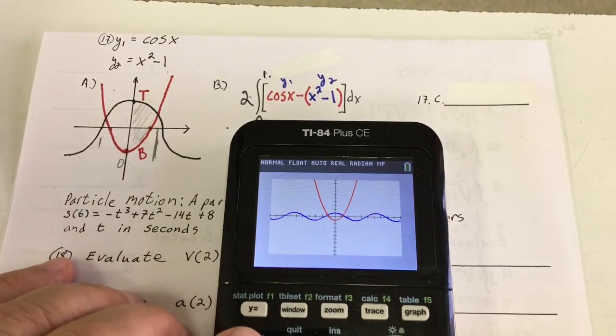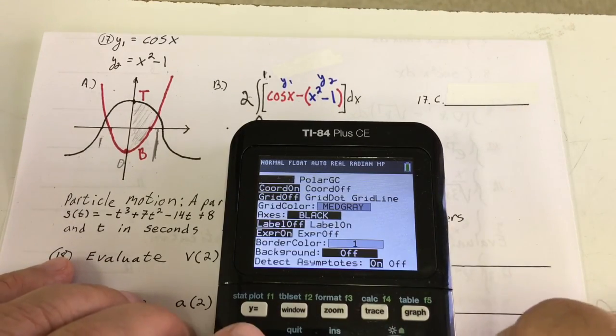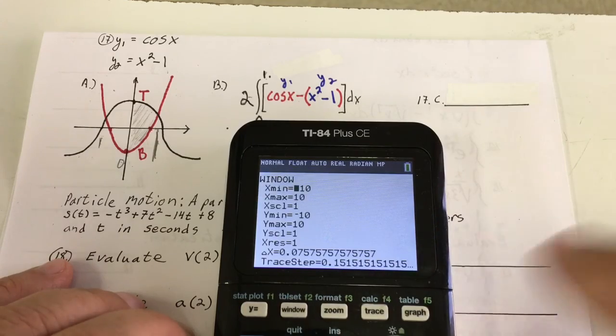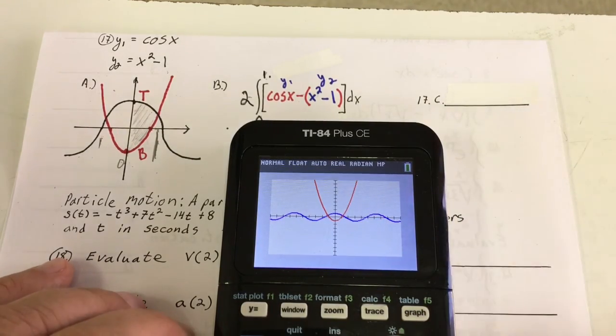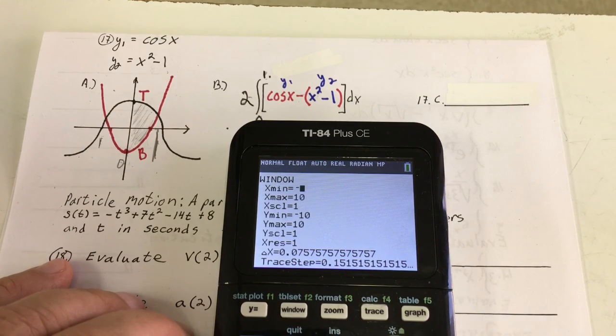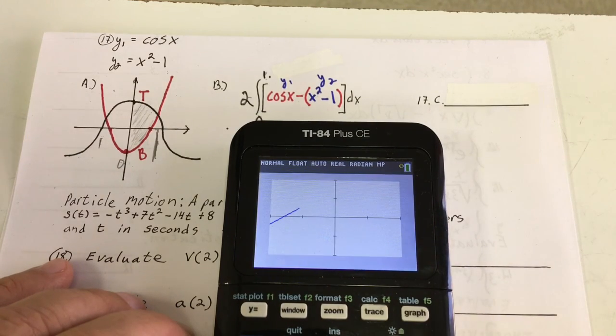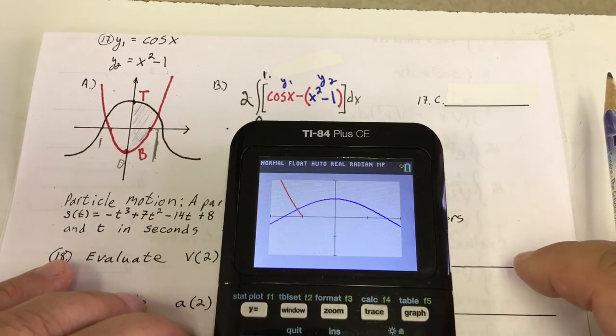I'm messing around with the zoom in case that's my graph. See, I can't get it to look a little bit better. I'm actually going to go to window, and I noticed from my graph that I don't need it that far to the left, negative 10, that far to the right, positive 10, that high, 10, and that low, negative 10. So what I want to do is narrow down the window to negative 2, positive 2, negative 2, positive 2, and let's see what that looks like. Just a tighter graph, so I can see where I'm going to intersect and whatnot.